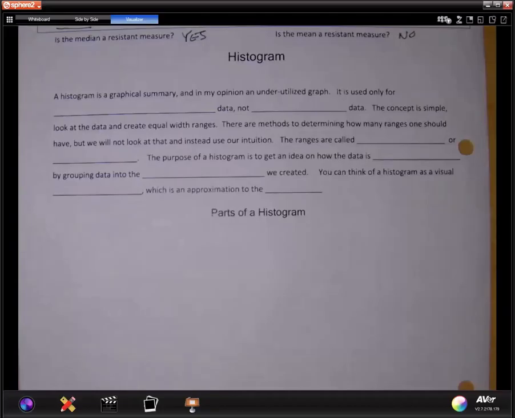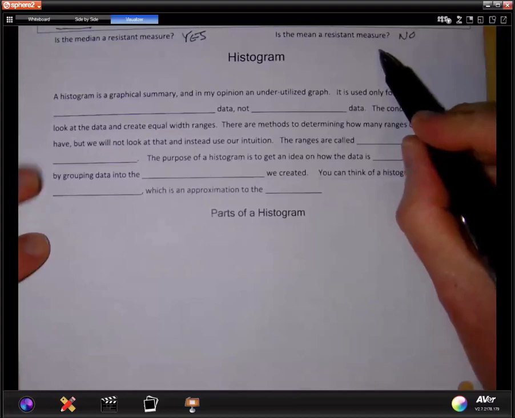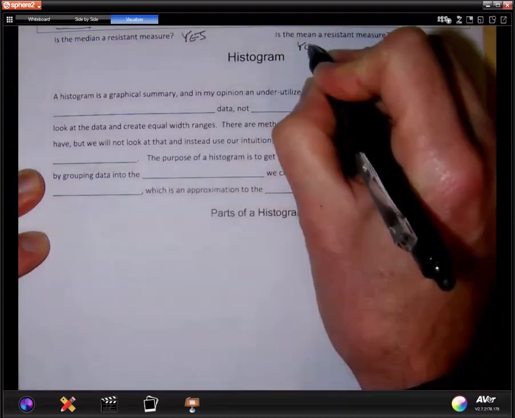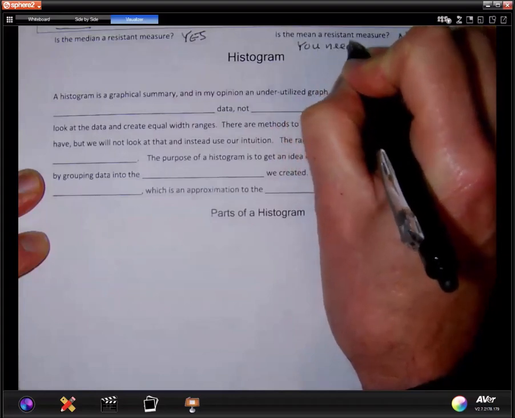We're going to look at histograms next. And I do want to make a mention about the mean and medians. When you use a mean and when you use a median, you need to understand your goal.